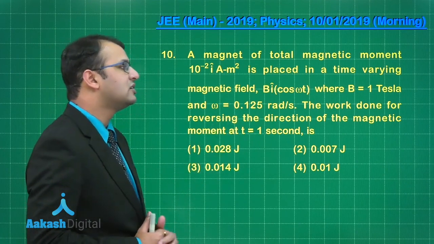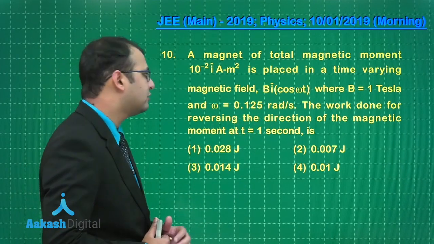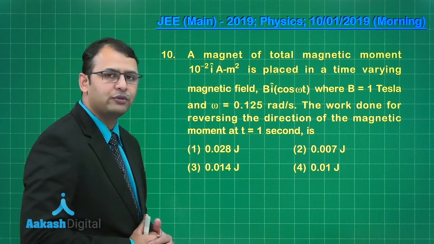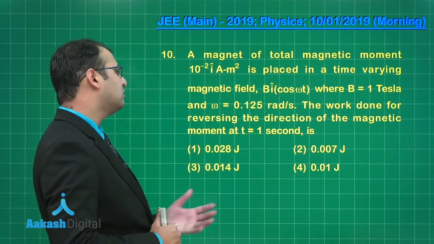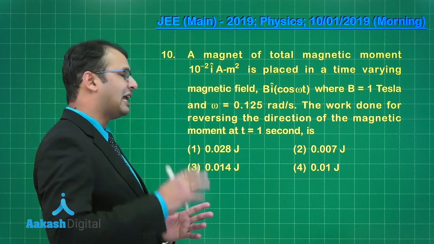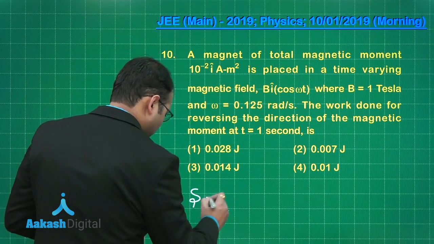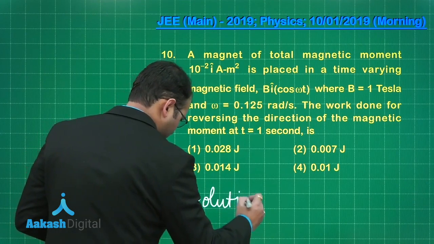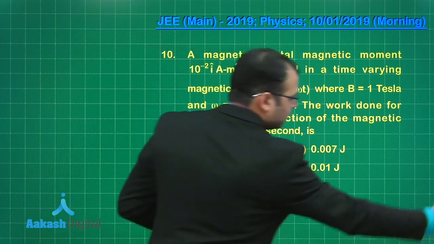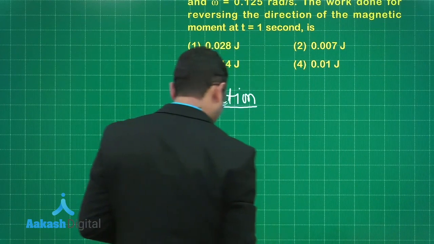The value of B is given as 1 Tesla, that is the maximum magnetic field, and omega is 0.125 radian per second. The work done for reversing the direction of magnetic moment at t equals 1 second we have to find out. Let's start with the solution. We'll follow the energy method here.